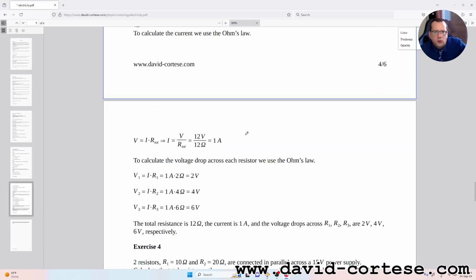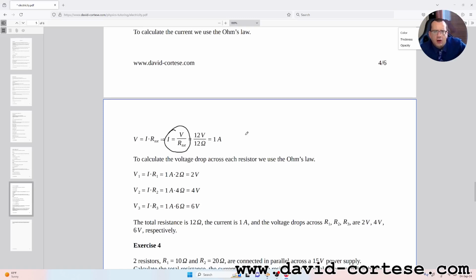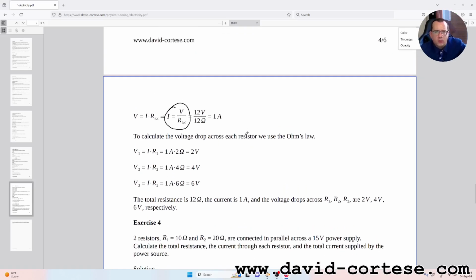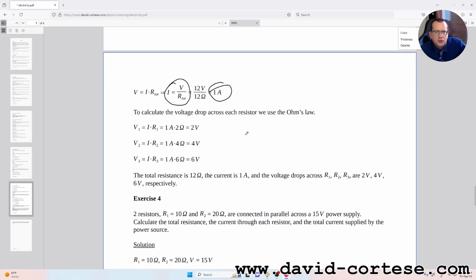V is equal to I times R, but we need to do this: I is equal to V over R total, that is 12 volt over 12 ohm, which is 1 ampere. To calculate the voltage drop across each resistor, we use Ohm's law for each resistor.